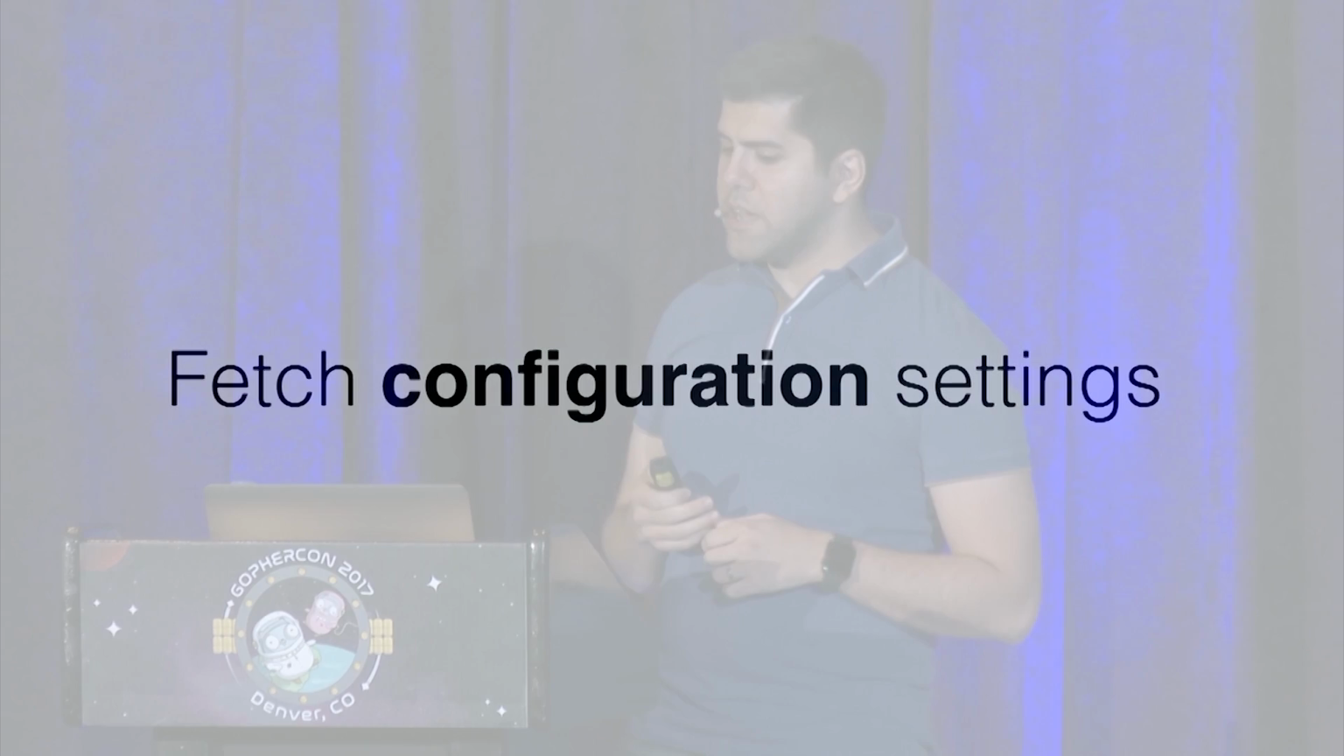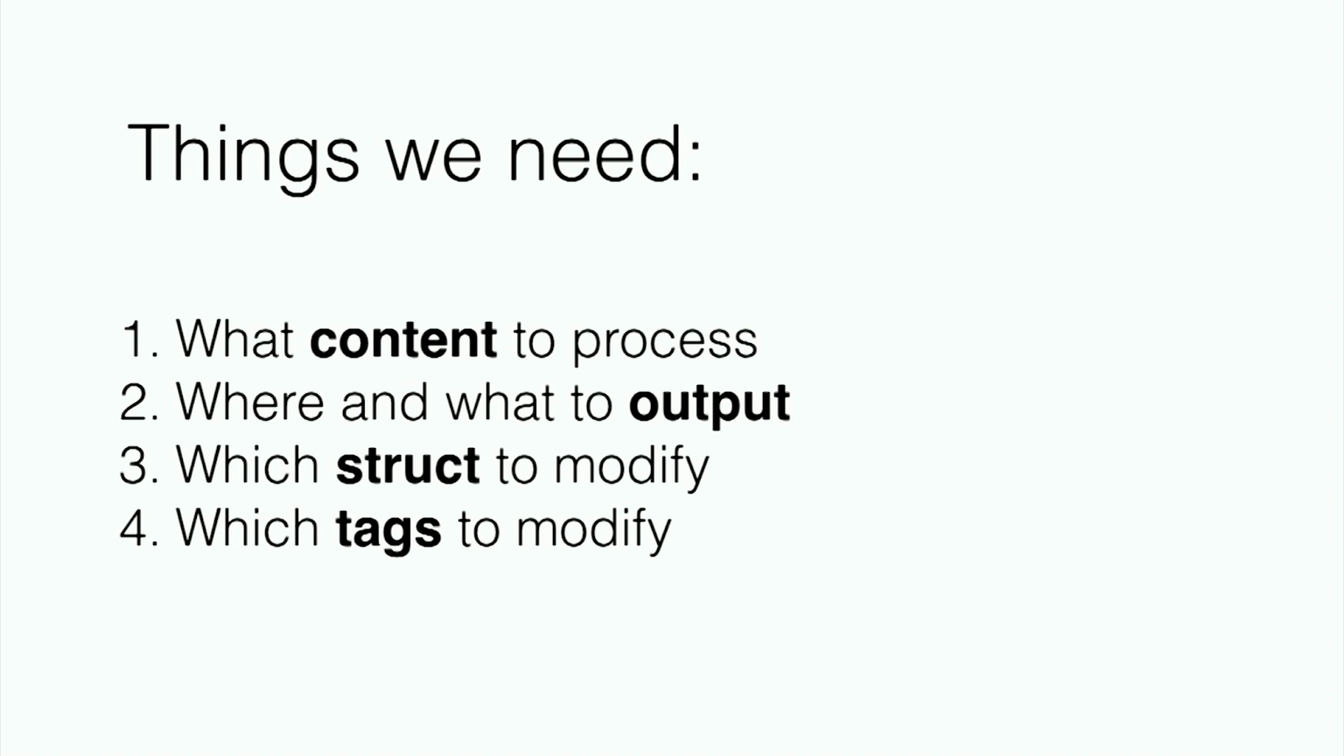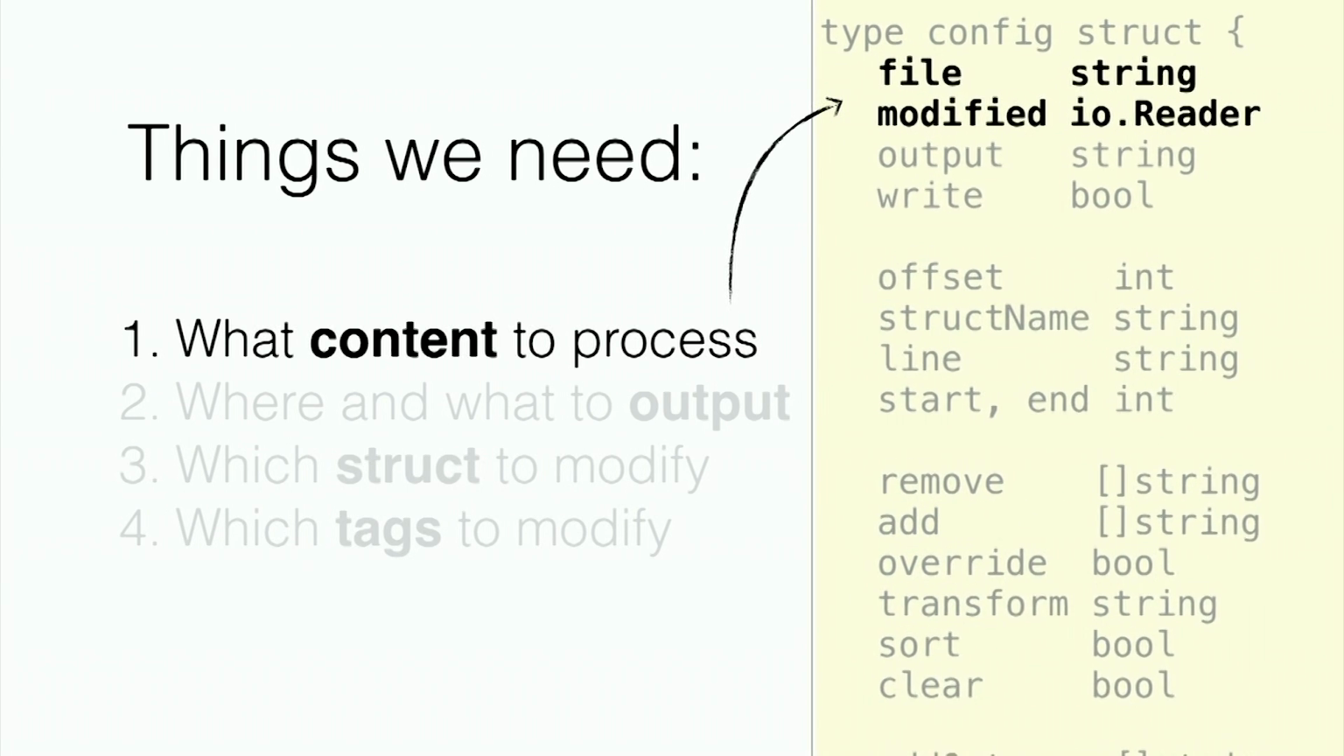So we need some kind of configuration to dictate what we do. We need to tell the tool what and how to change the tags. And the CLI tool, Go Modify Tags, just uses the flag package. For each of the configurations, I just created a new flag, and then you can just use it. But what things do we need exactly? These are the configurations, and let's start with the content file.